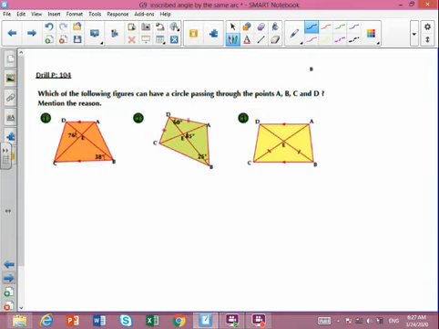Okay, this is the last drill I have. Which of the following figures can have a circle passing through the points A, B, C, D, and which cannot?